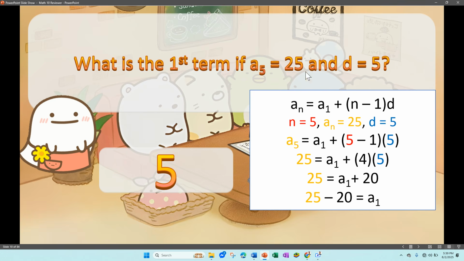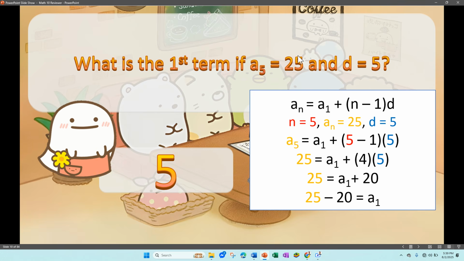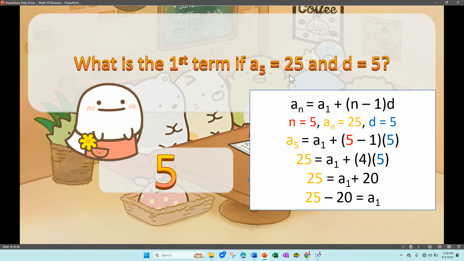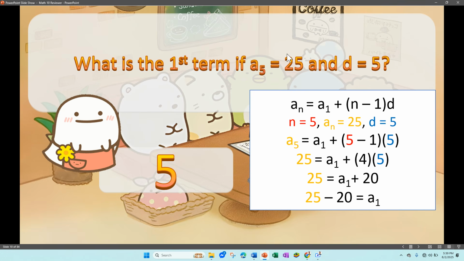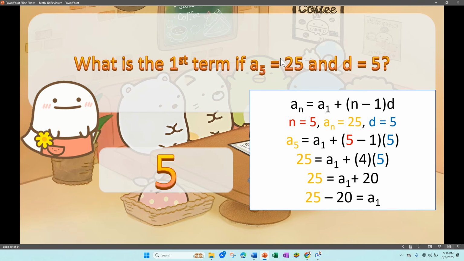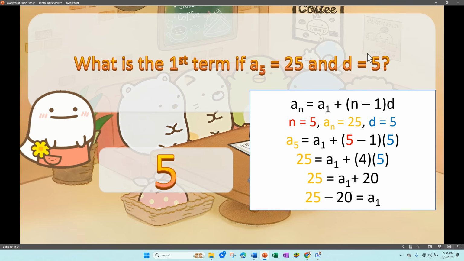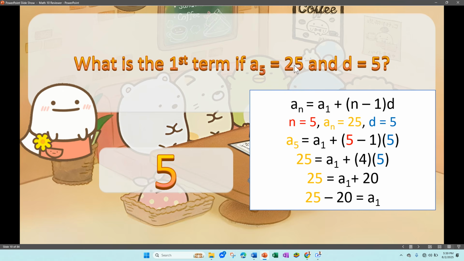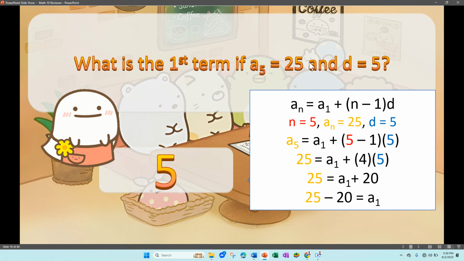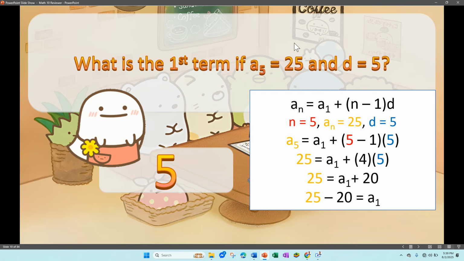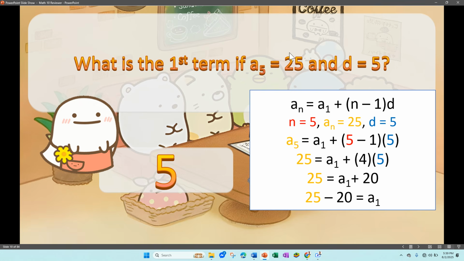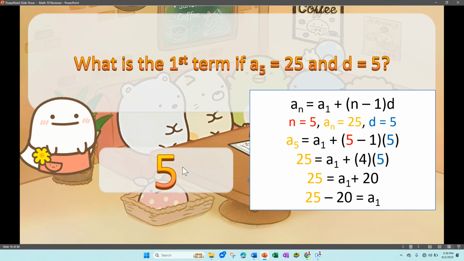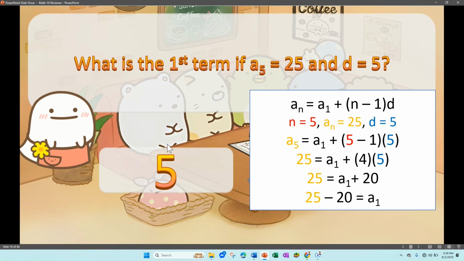Now, kung masyadong mabilis yung oras po natin or limited po yung oras during exam, ang gagawin na po natin is start tayo ng 25. Skip counting tayo by 5 since this is our common difference. So fifth term is 25, 20 is fourth, 15 third, 10 is the second, and 5 is our first term. So that is also the same.